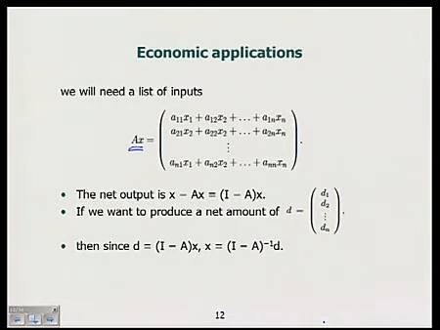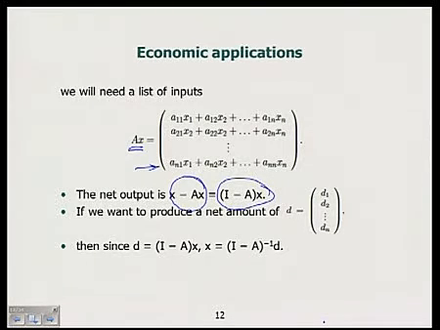As you can see, A11 times x1 plus A12 times x2 plus and so on, plus A1n times xn, and then the nth row, An1 times x1 plus An2 times x2 plus and so on, plus Ann times xn. That output is x minus A times x. Then we can write (I minus A) times x.